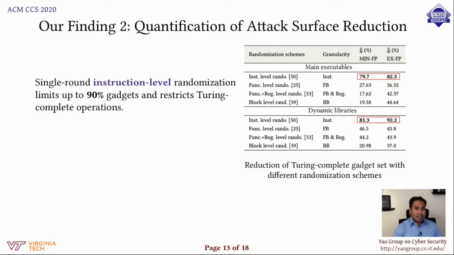Our second finding is about the quantification of attack surface reduction. Basically, we prepare the coarse-grained version and the fine-grained versions, measure the available gadgets in both versions, and compute the reduction in the fine-grained versions. We saw that single-round instruction level randomization can limit up to 90% of the gadgets and restrict the Turing Complete operations. For all the other schemes, the reductions are less than 50% and cannot restrict the Turing Complete operations.